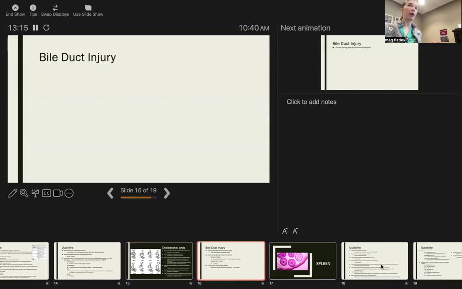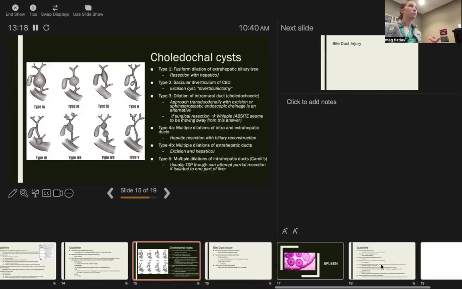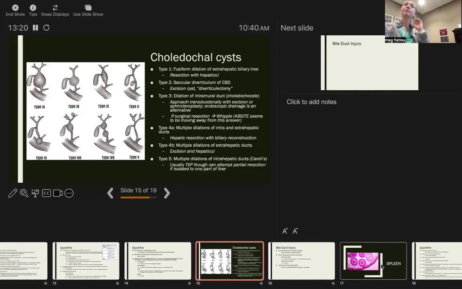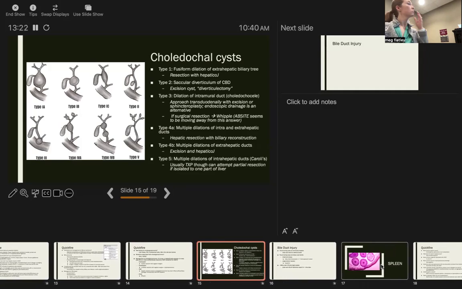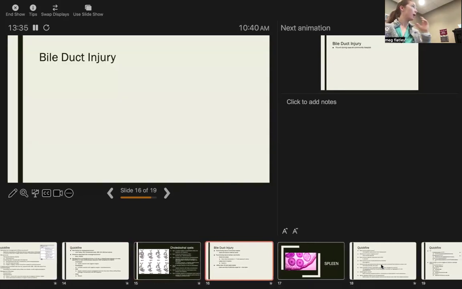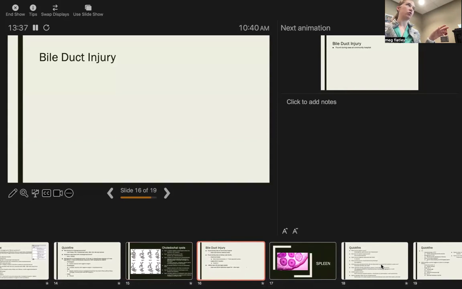So the difference between type 4A and type 5 and the reason for the resection is that 4A is usually confined to only one part of the liver, whereas 5 is not. That is my understanding.